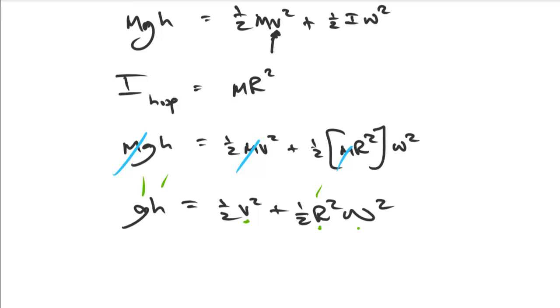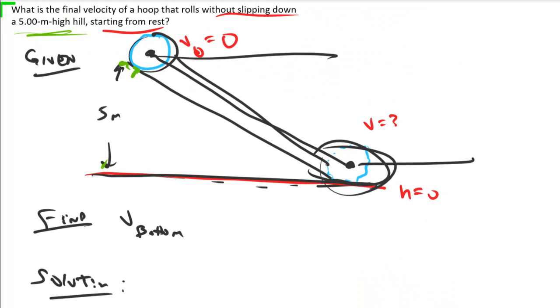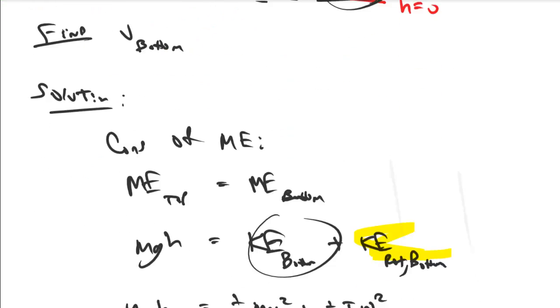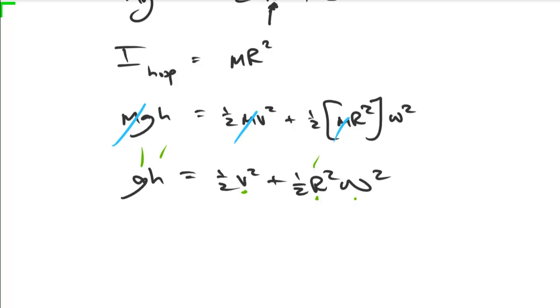We have 3 unknowns. But there's a relationship. Remember, there's a relationship between the linear speed and the rotational speed, right? And the linear speed of a point on the edge would actually be the linear speed of the center as well. And so we can write it out here as v equals r omega. Or, I don't want to replace v with r omega, I want to replace omega with v over r.